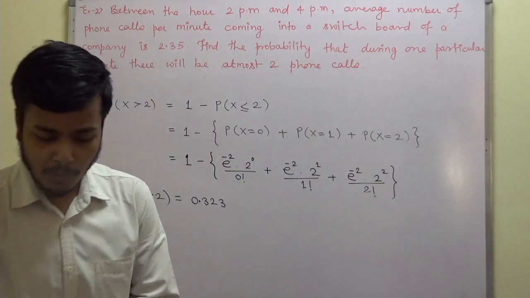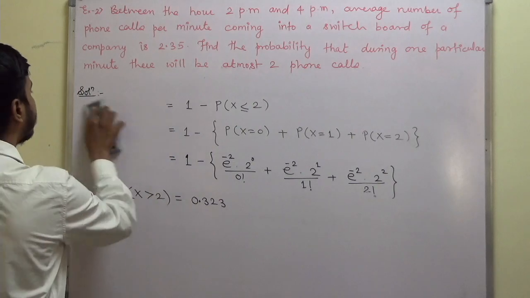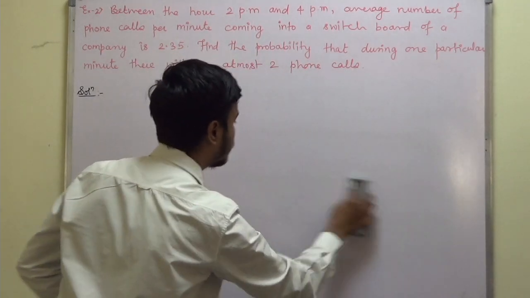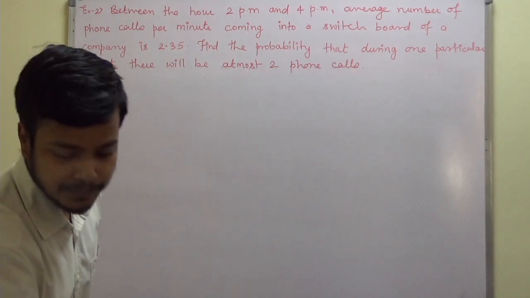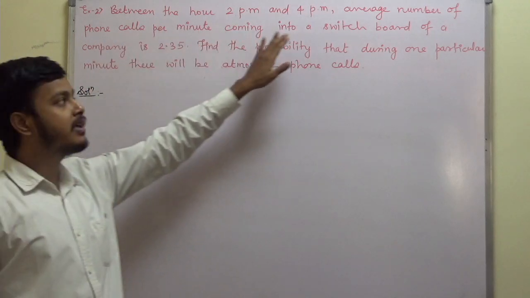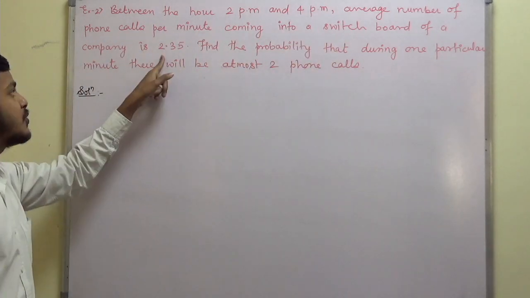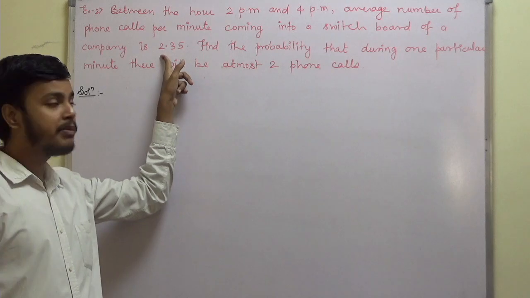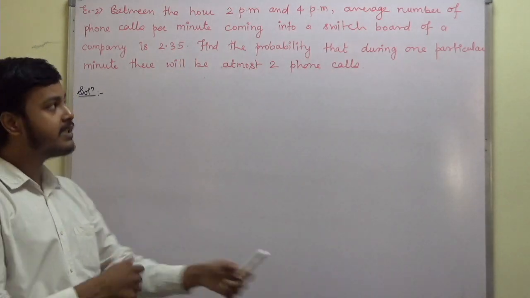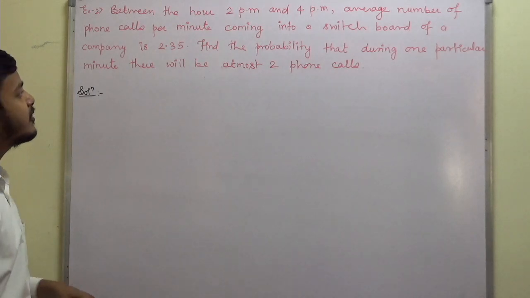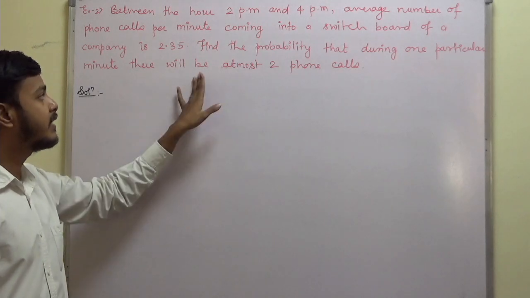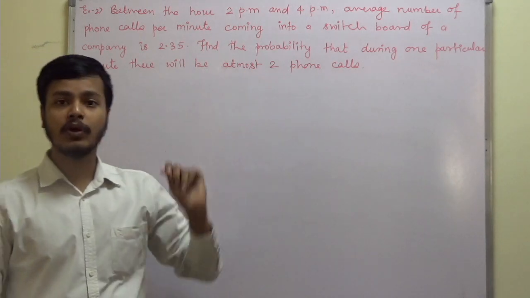Okay, so this is the problem. Let us see it. This problem says between the hours 2 p.m. to 4 p.m., the average number of phone calls per minute coming into a switchboard of a company is 2.35. So what does it mean? This means lambda is equal to 2.35, right? And what we have to find out is the probability that during one particular minute there would be at most 2 phone calls.